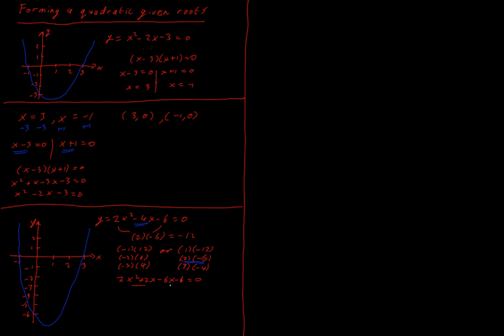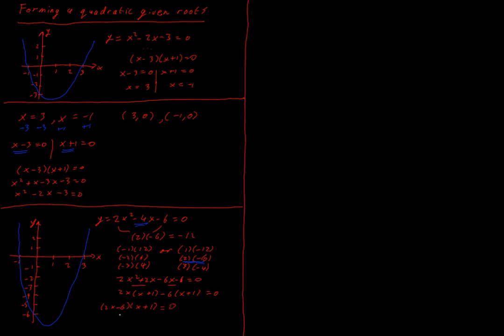Take out what's common to the first two and the second two. 2x is common, and I end up with x plus 1. Minus 6 is common, and I end up with x plus 1. So I end up with x plus 1 multiplied by 2x minus 6 is equal to 0.